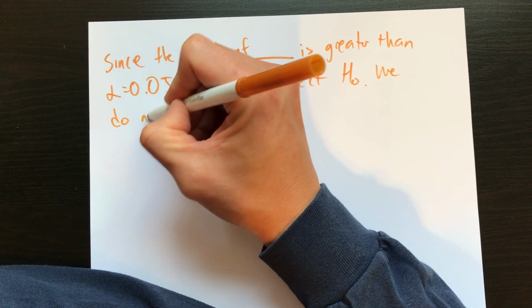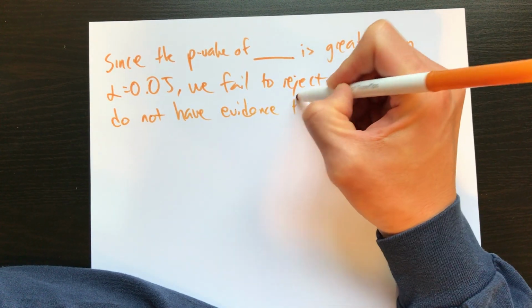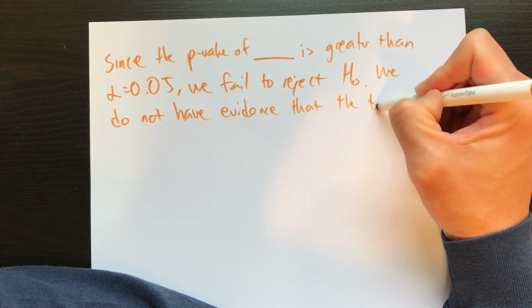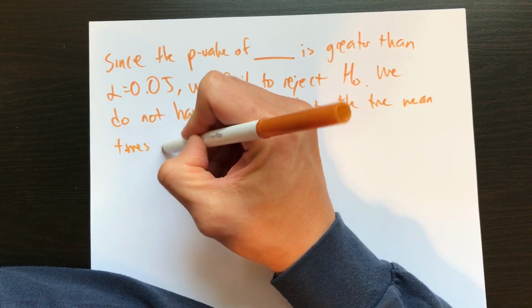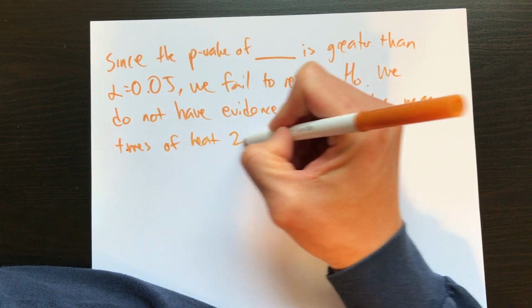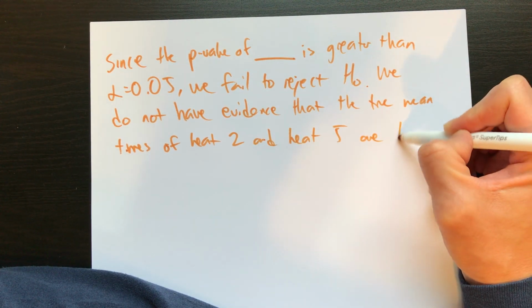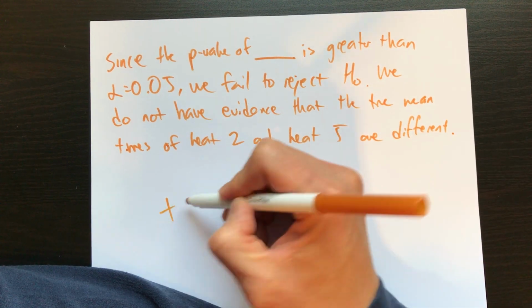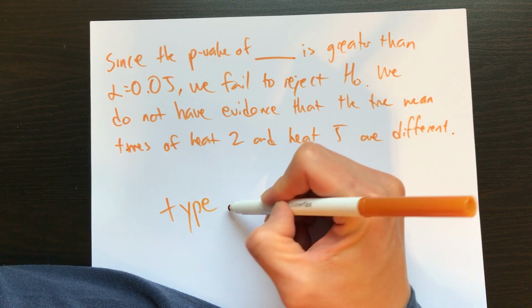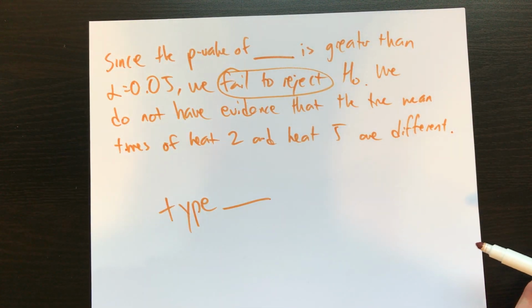We do not have evidence that the true mean times of heat 2 and heat 5 are different or not equal to. Okay? So now, what type of error could we have made here? We failed to reject, so the only type of error we can make is type 2.